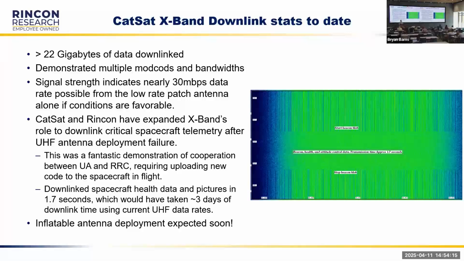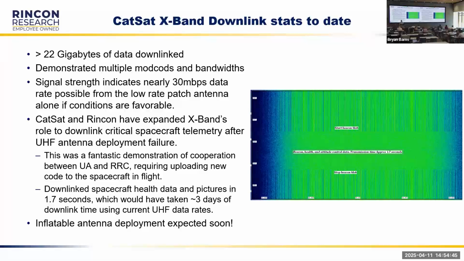Some stats to date: over 22 gigabytes of data have been downlinked using this method. We've used multiple MODCODs and bandwidths. Right now we're at QPSK 3/5, if you're keeping score. The signal strength that I've seen indicates that we can support 30 megabits per second at a patch antenna with a quarter watt of RF, which is kind of crazy. A single-element patch antenna, not a multi-element patch antenna.